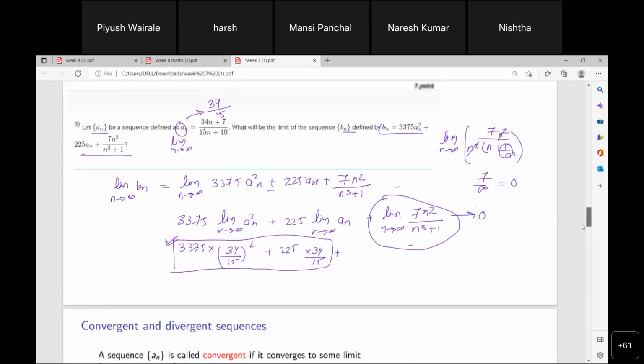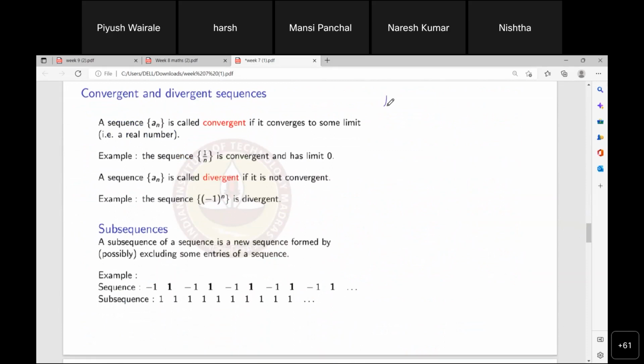Just remember one thing. Whenever you have to calculate the limit of a sequence, just take the limit as n tends to infinity. Okay. That's it. Yeah.